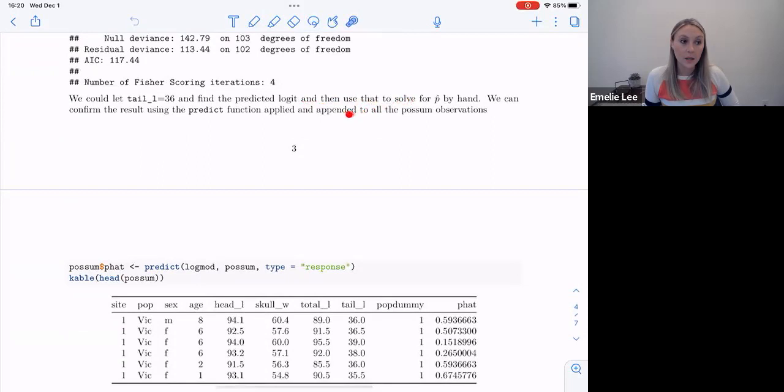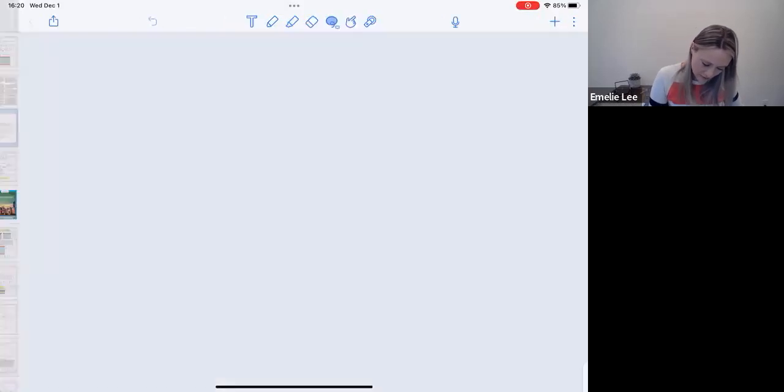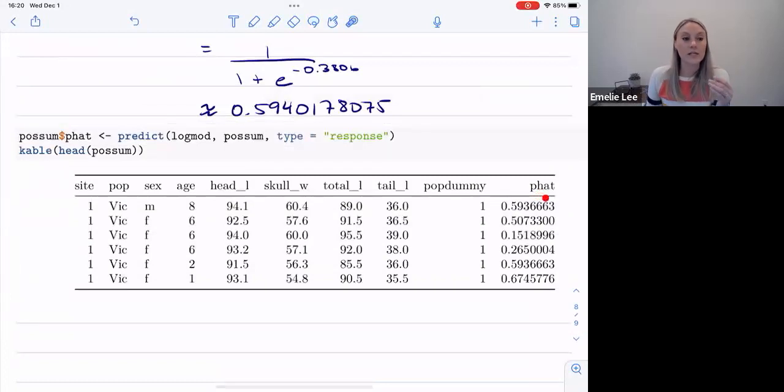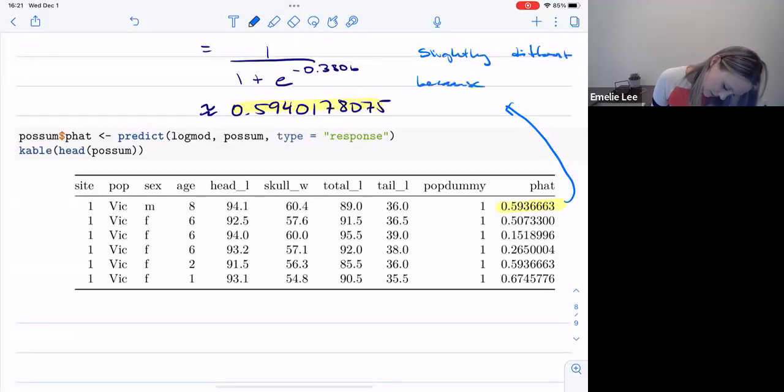We solved for p hat by hand, but we can confirm it using the predict function, and the predict function takes a model. And it generates some p hat. So it takes a model, and we have to give it the data set to apply it to. And then the type that we want to predict is the response. And so then we add it as a new column called p hat to possum. And here we have our predicted values. Notice that these are slightly different, but that's because we used rounded coefficients.